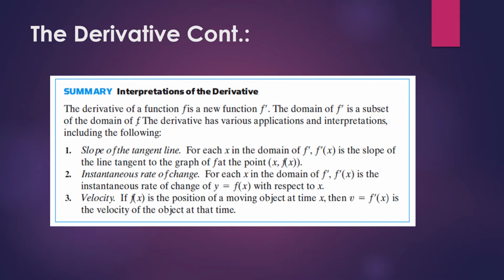So one way we use it is when we're trying to find the slope of a tangent line. We use it to calculate instantaneous change. We can also use it to calculate velocity.